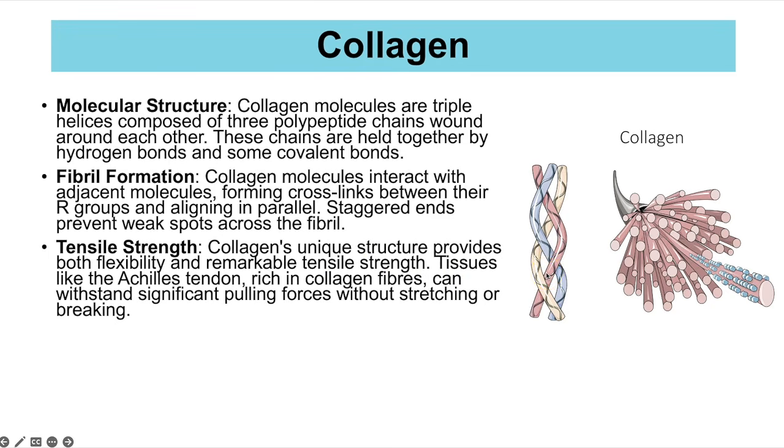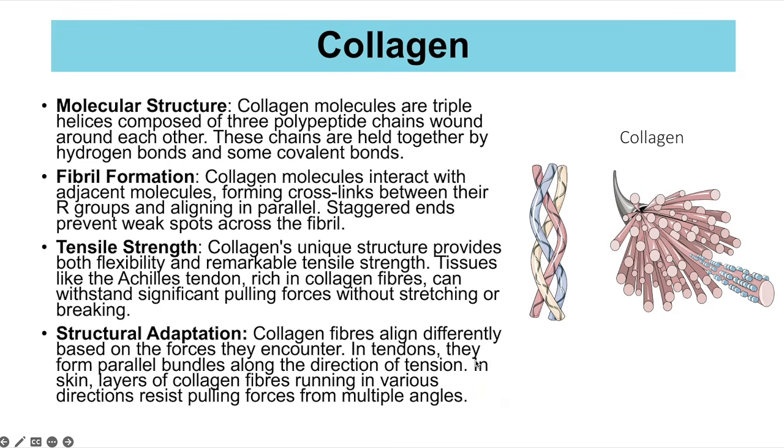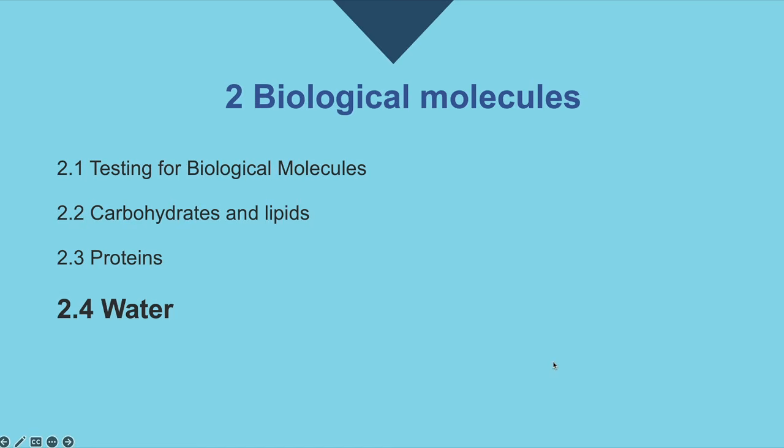So tissues like your Achilles tendon in your ankle is rich in collagen fibres, so it can withstand significant pulling force without stretching or breaking. And the collagen fibres can align differently based on the forces they encounter. In tendons, they form parallel bundles along the direction of the tension. In skin, layers of collagen fibres run in various directions to resist the pulling force from multiple angles.